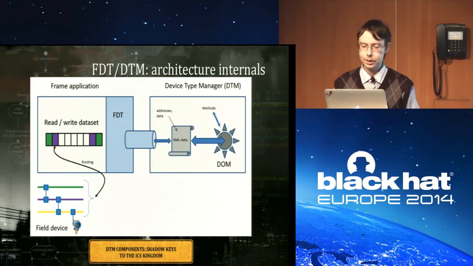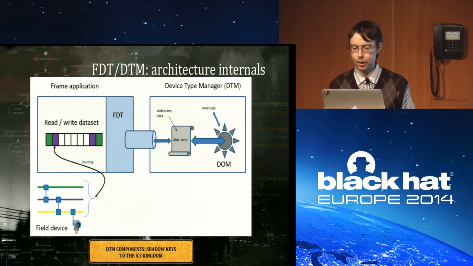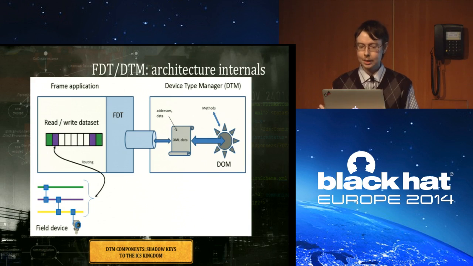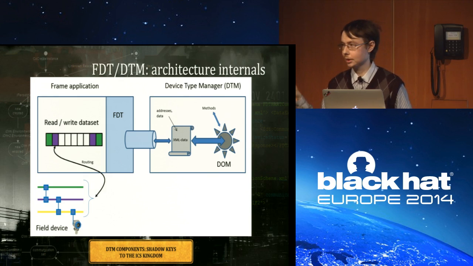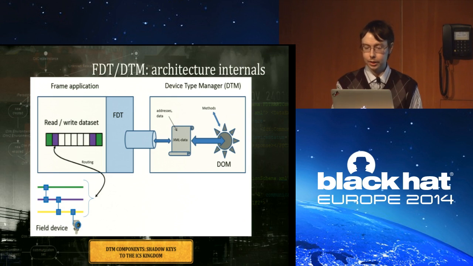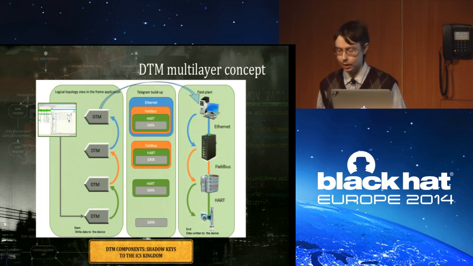And on this slide, you can see the internal architecture of the DTM standard. It's a bit complex, but I want you to note two important things. First, XML is used as an internal data exchange format between the frame application and components, and between the components themselves. And second, the data is encapsulated while traveling through the DTM architecture that is created inside the FDT frame container. That is how it happens.